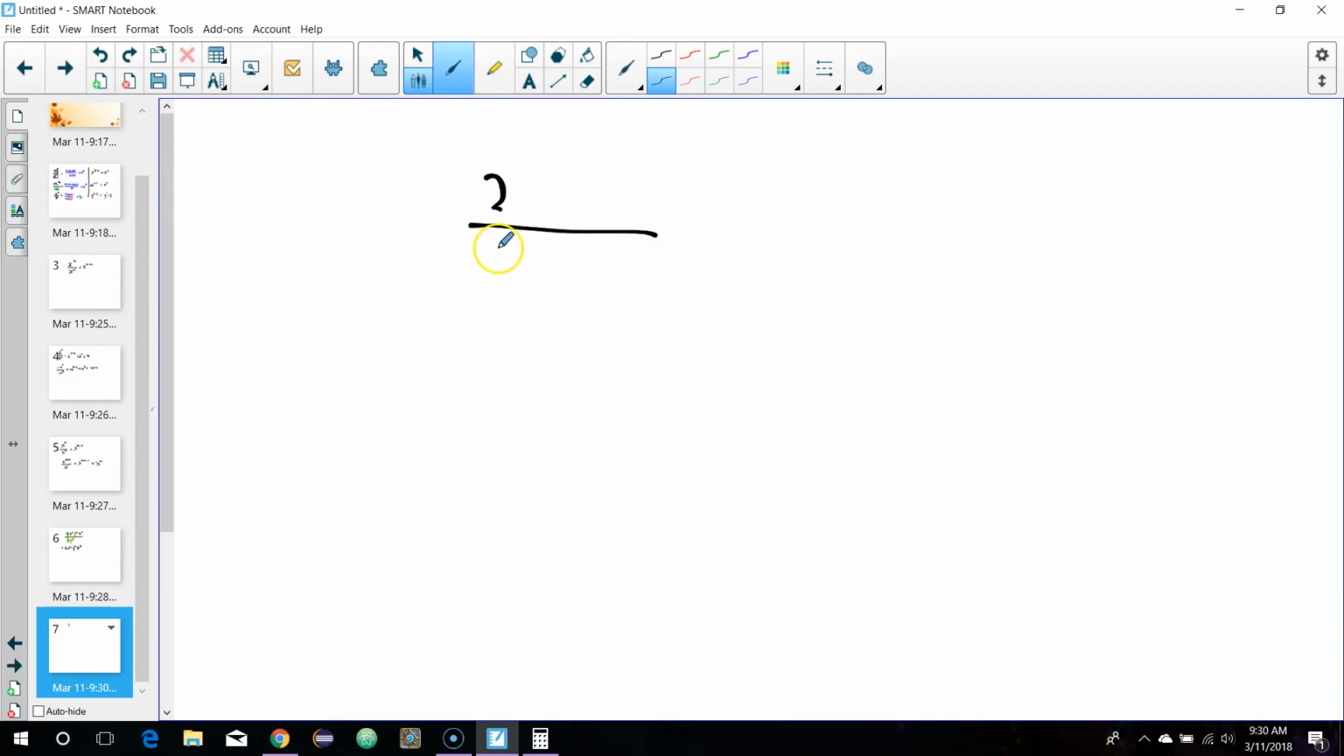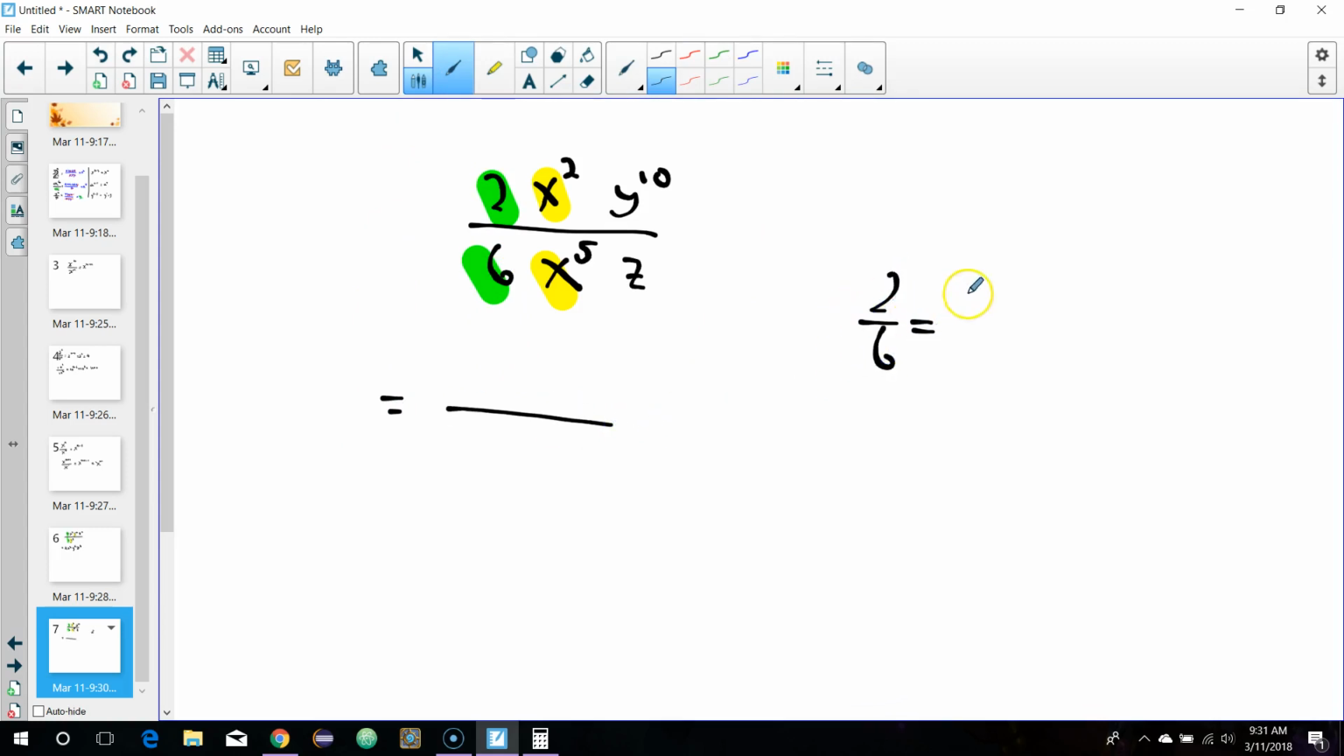Let's make another one that is even more difficult. Let's do a 2 over here. Let's do a 6. I'm going to have x to the power of 2, x to the power of 5, y to the power of 10, and just put a z over there. So in this scenario, we are going to check the base. x and x are the same, y and z, there's nothing. The coefficients, this 2 and 6, hopefully you can simplify that. So 2 and 6 should turn into 1/3. So if we can simplify that, we're going to do that. So 1/3, we did the green bit first.